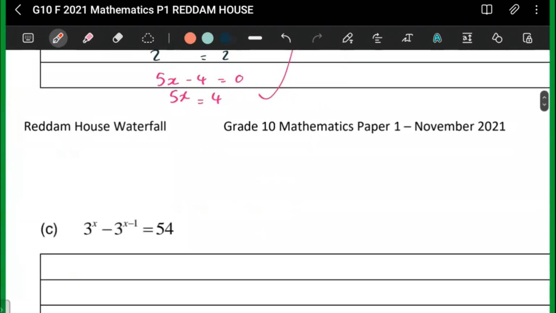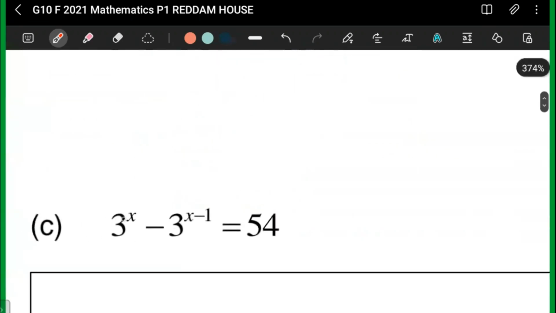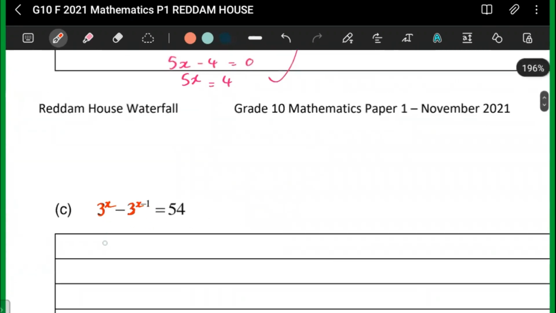Question number C. We have C here, question 2, solving for x. So again, here you would want to spot that these are like terms, so we can take that out as a common factor, 3 to the power of x. And then here you have 1. No. Before you even do that, let's try and visualize properly what's going on here. So this is 3 to the power of x minus. This you can write separately: 3 to the power of x and then 3 to the power of negative 1.